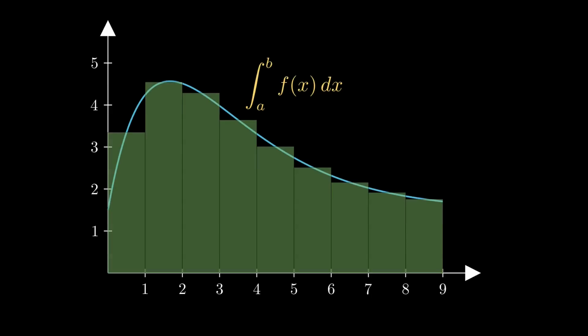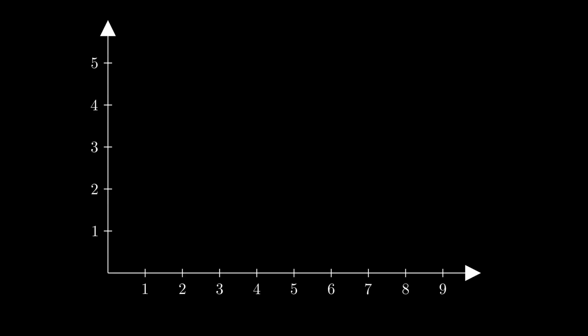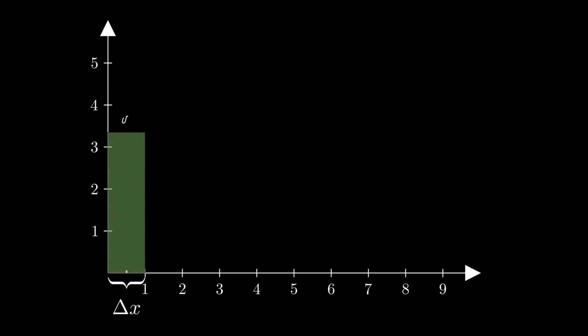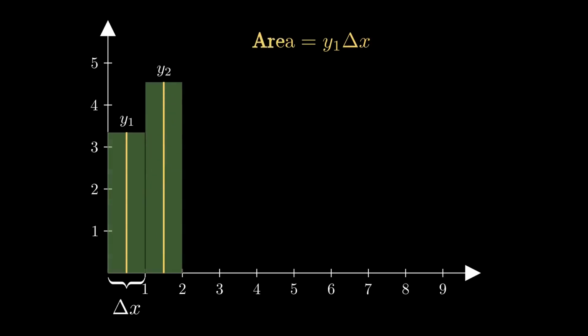To understand what an integral is and why it is the area under a curve, we can actually start from a rectangle. Its width is delta x and its height is y1. The area is simply y1 times delta x. If we add a second rectangle with a new height y2, we just add the areas together.